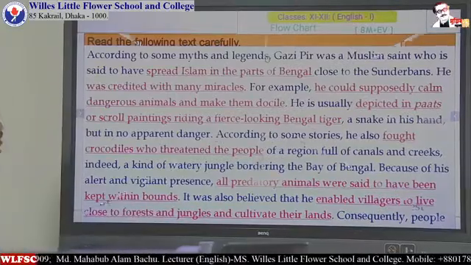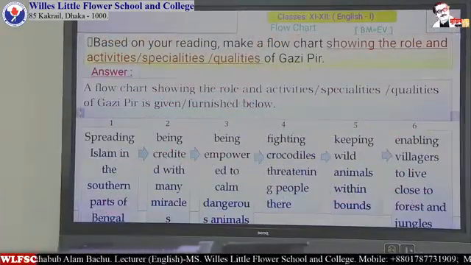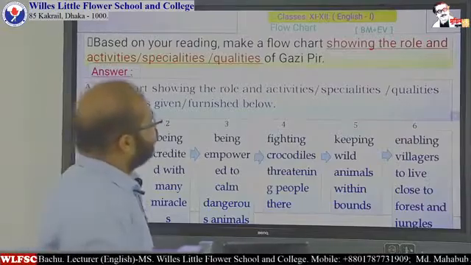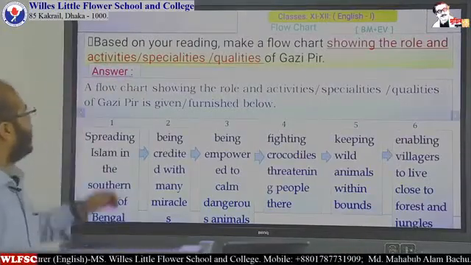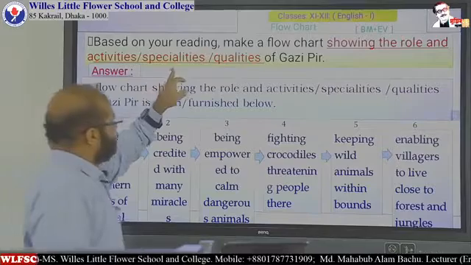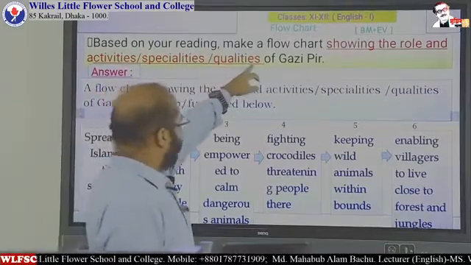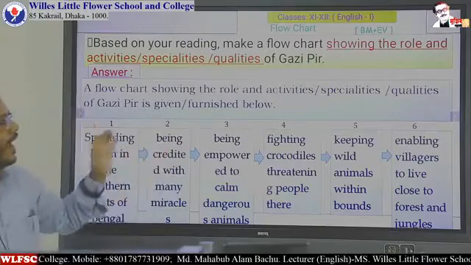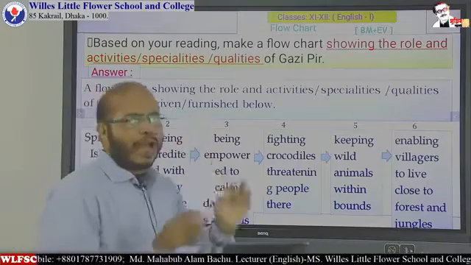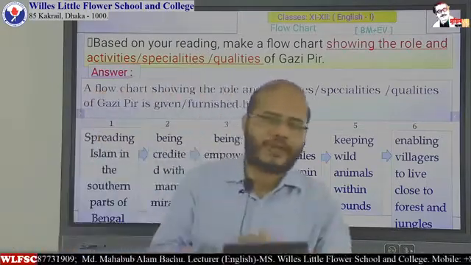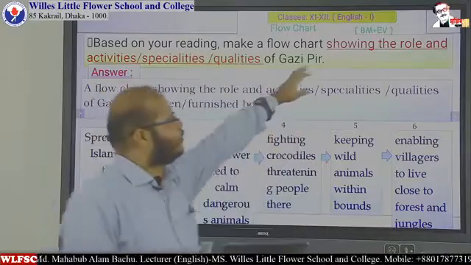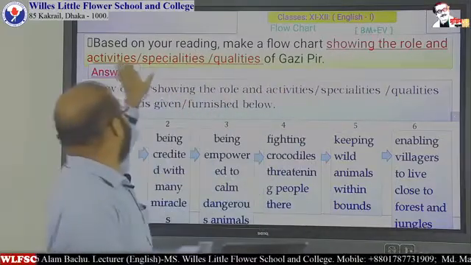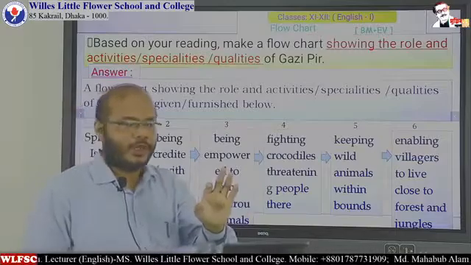Okay, so go to the next slide. Based on your reading, make a flowchart showing the role and activities, specialities or qualities of Gazipur. So look at this red colored and underlined section. You have to write a flowchart, and you have to show the role and activities of Gazipur.